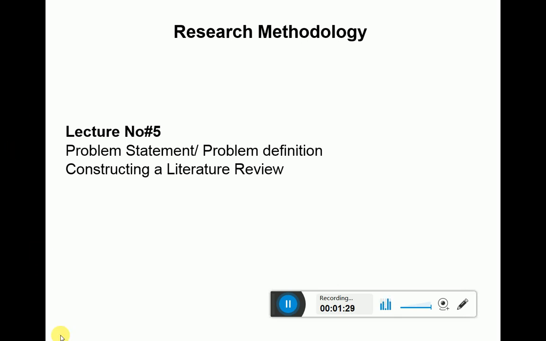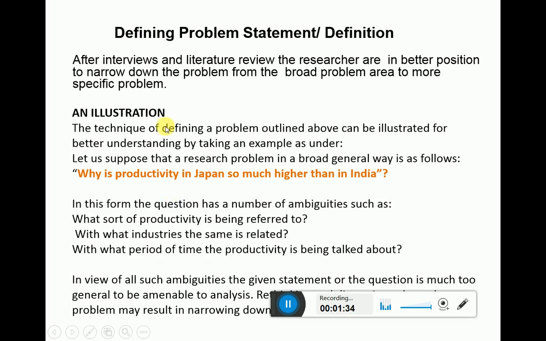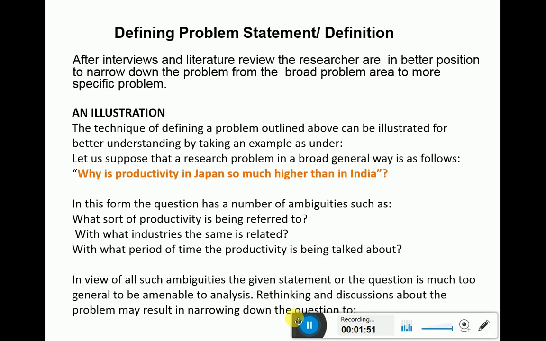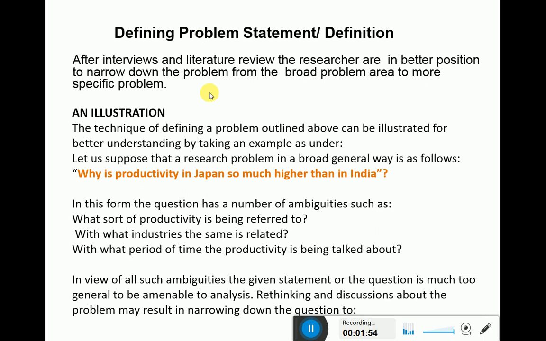Now let's start with the first, that is problem statement, or sometimes it is known as problem definition. If you notice, after interviews and literature review, the researchers are in a better position to narrow down the problem from the broad problem area into a more specific problem. If you remember, students, in the last session I told you, when there is a problem, as a researcher you must start from a broad problem area, BPA, and then the researcher must narrow down the problem into a specified manner.